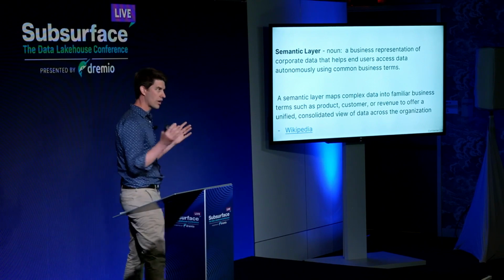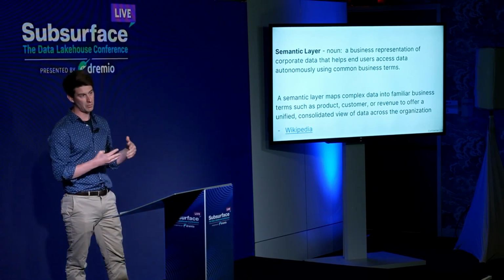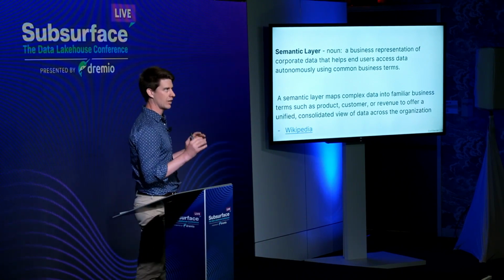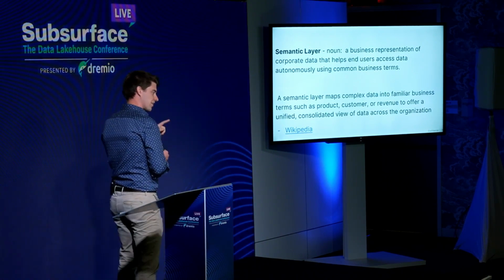I looked at a bunch of other products as well as Dremio's documentation and blogs. Everyone kind of plays around this key idea, so it seems to be generally accepted. And the second sentence is also very interesting. The semantic layer maps complex data into familiar business terms, such as product, customer, revenue, to offer a unified, consolidated view of data across the organization. I built the first slides before this, so I felt very validated. So we're on the right track as far as we go. Pretty powerful, pretty succinct definition. I was pretty impressed here.